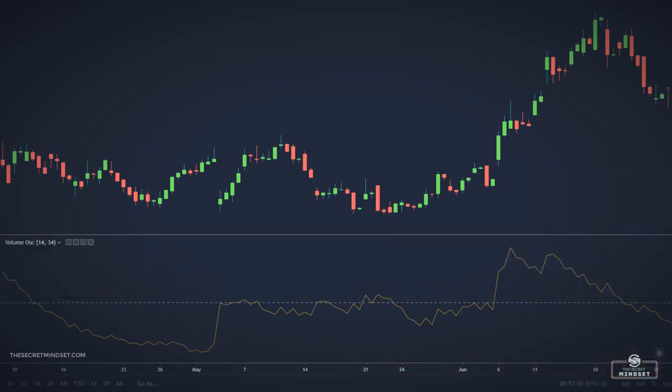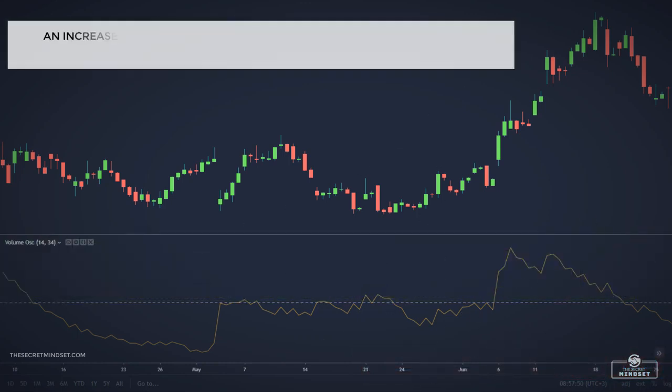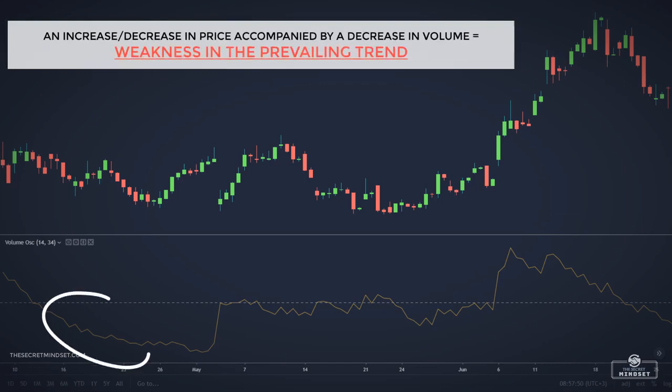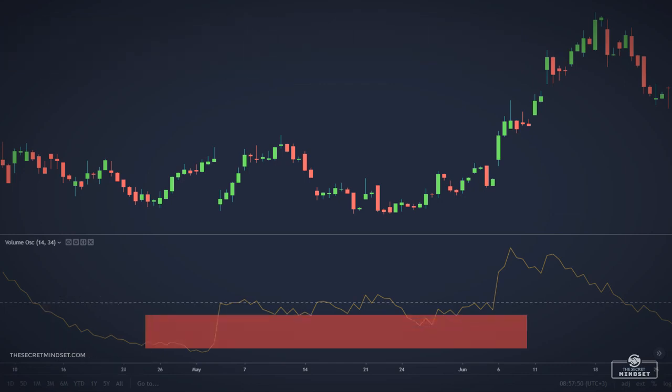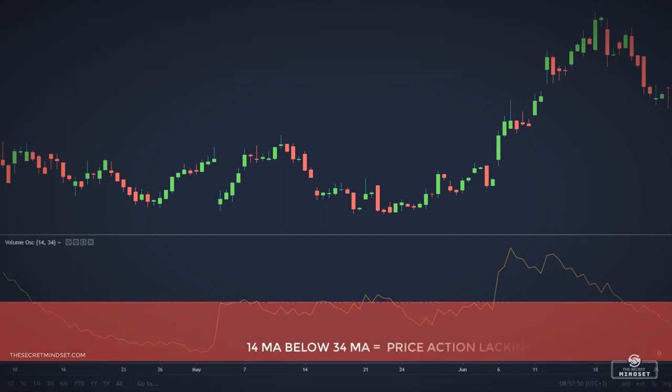An increase or decrease in price followed by a decrease in volume may be considered a sign of weakness in the prevailing trend. Therefore, when the fast volume moving average is below the slow moving average, the volume oscillator is below the zero line and may be warning that the price direction is lacking strength and conviction.